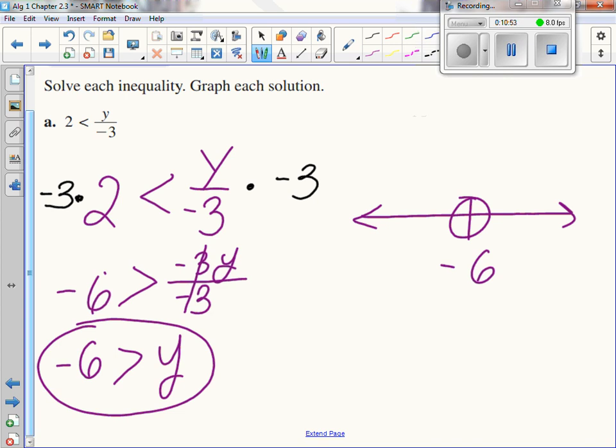Now here, because it's not equal to, will we fill it in? Do we shade to the right or to the left? We shade to the left because, again, it's saying negative 6 is greater than y. Which one's bigger? Negative 6. So our value should be smaller than it. Our value should be smaller than negative 6. Any questions on this one here?